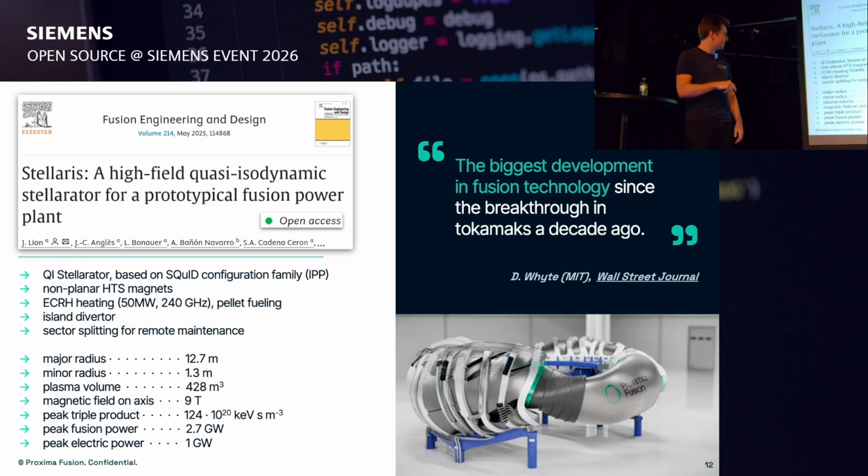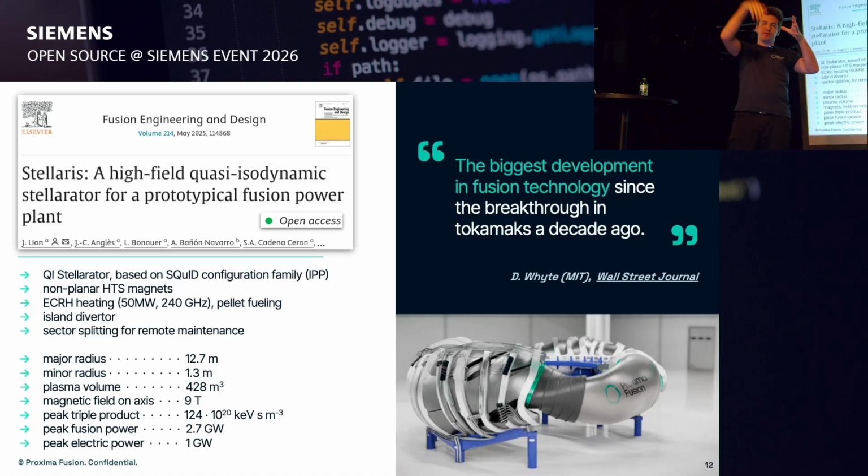Very well developed in Wendelstein 7-X. And then we use sector splitting for remote maintenance. So if you think this machine is like a torus, and you view it from the top, it looks like a pizza that we just had. And then actually, just like the pizza slices, you cut it in 4 pieces, and these 4 pieces you can then move apart from each other.